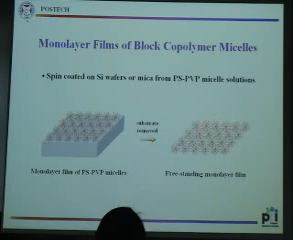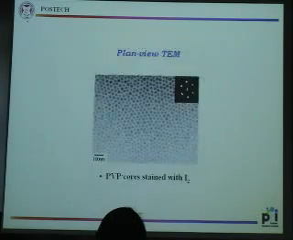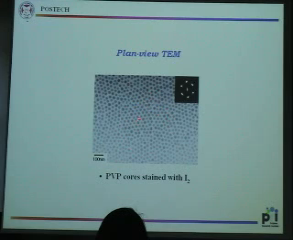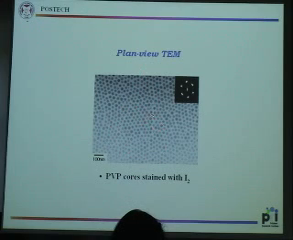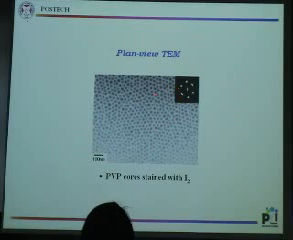So to visualize the internal structure of this monolayer film by the TEM, we should stain the PVP block by the iodine. And then the next TEM graph shows the dark spherical PVP core, and this is the monolayer film. Definitely, this is a monolayer film consisting of the bright PS corona, continuous matrix, and then the dark spherical core, PVP.